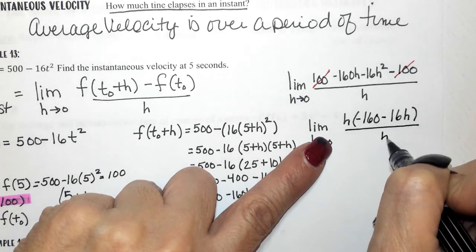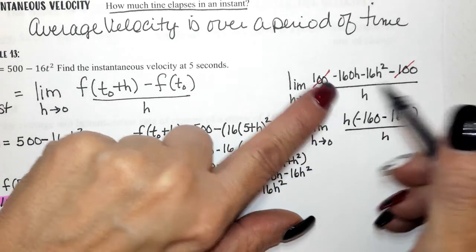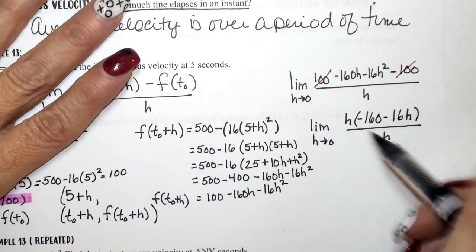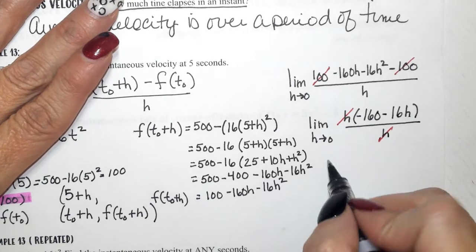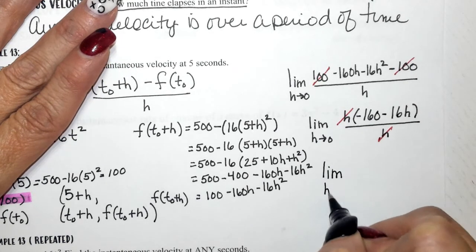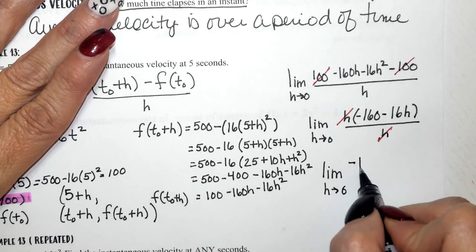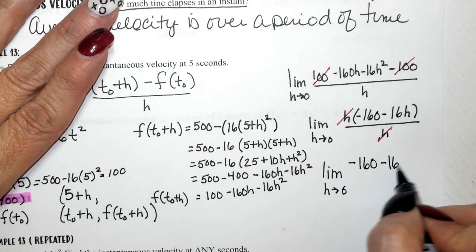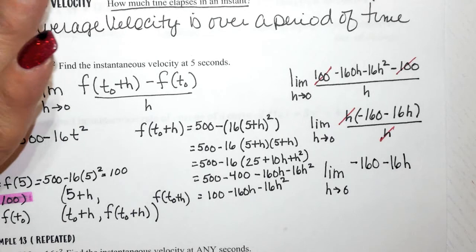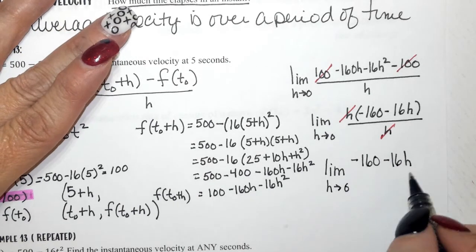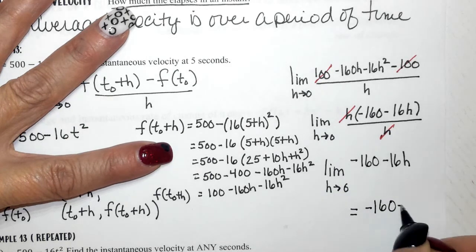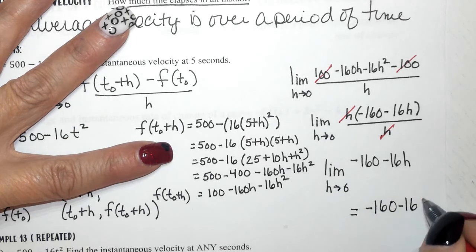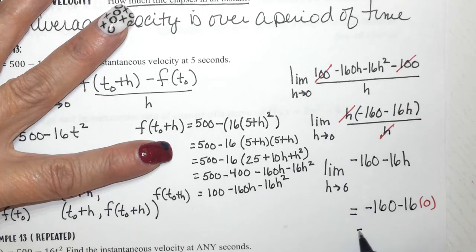All over h. And the reason why is because my whole point to do this is I want to get rid of those h's. I want them to cancel out. Those are going to cancel out. So I end up with the limit as h approaches 0 of negative 160 minus 16h. Can I plug in 0? Yes, I can. So when I plug in 0, I end up getting negative 160 minus 16 times 0, which is negative 160.